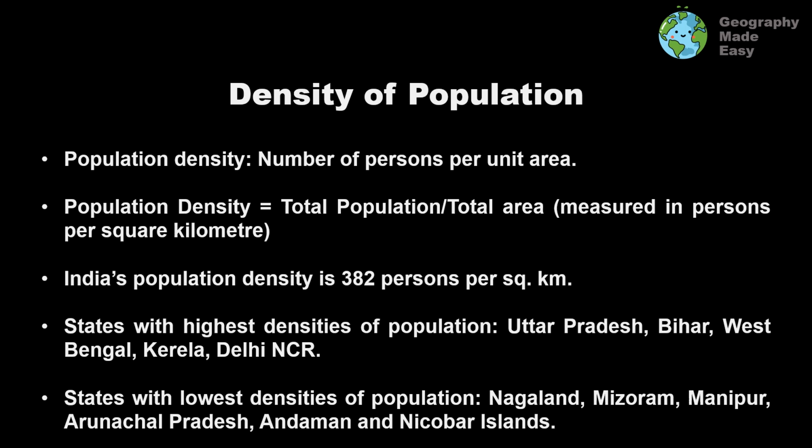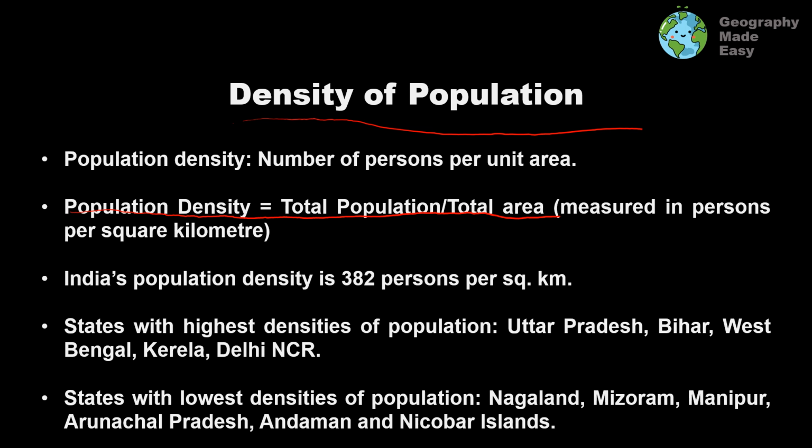Now let us discuss the density of population. What is population density? It is the number of people living in one unit area. Population density can be described with the help of a formula: the total population divided by the total area, and it is measured in persons per square kilometer.